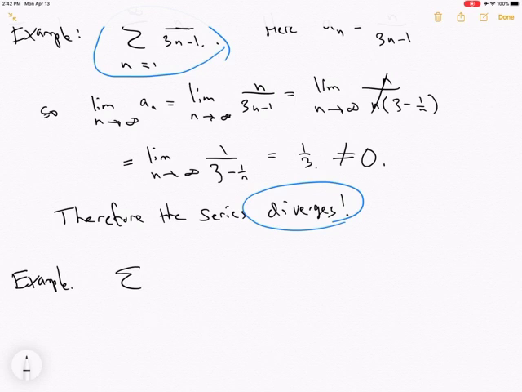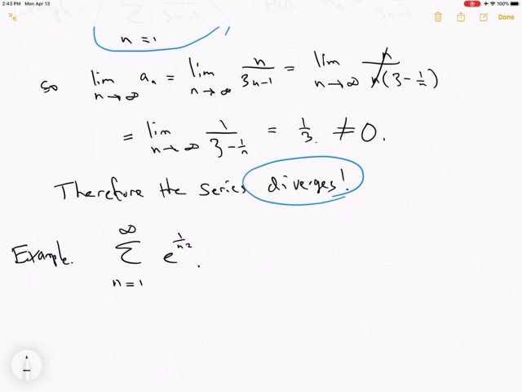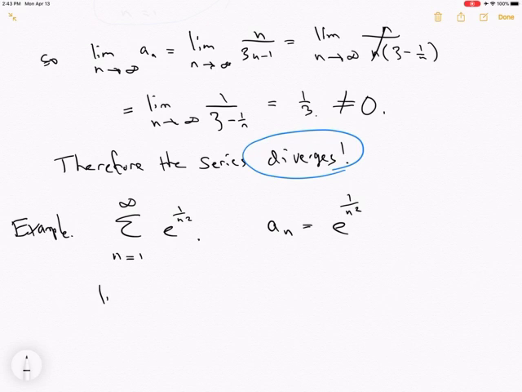Say we have the series, n goes from 1 to infinity of e to the 1 over n squared. So does this diverge or converge? Here a_n, the nth term in this series, is e to the 1 over n squared. If we calculate the limit as these terms get further and further out, we want them to become really, really tiny, so that they vanish as you go out to infinity.